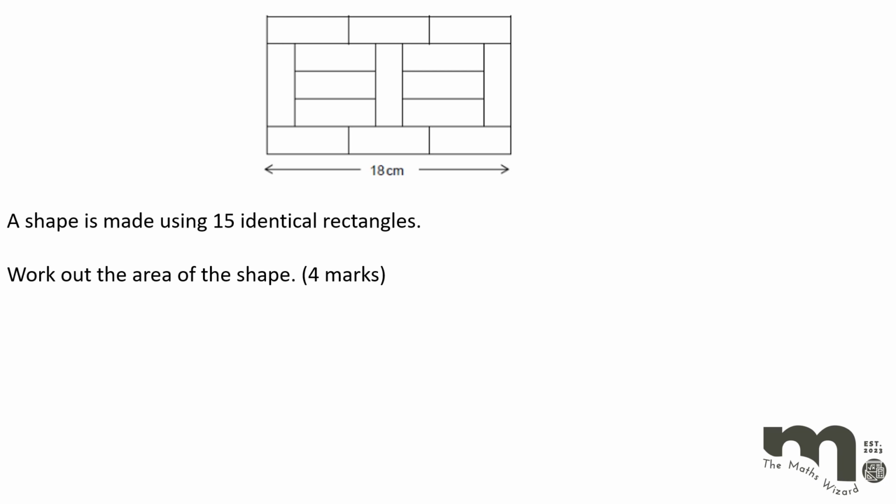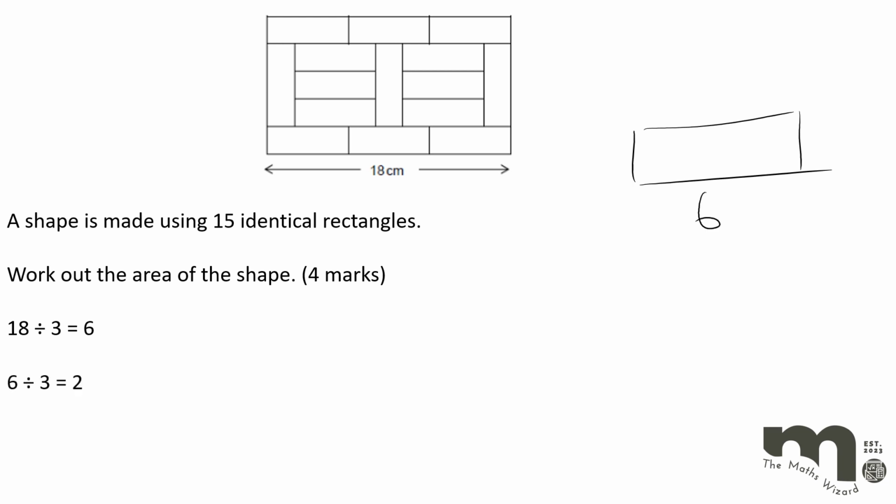Okay, let's have a look at the answer to this one then. So first of all, if we do 18 divided by 3, that gives you 6. The reason I'm doing that is because if we look at one of these rectangles, we can see this 18 centimeters is going across 3 of them. So 18 divided by 3 will tell us that this is 6.